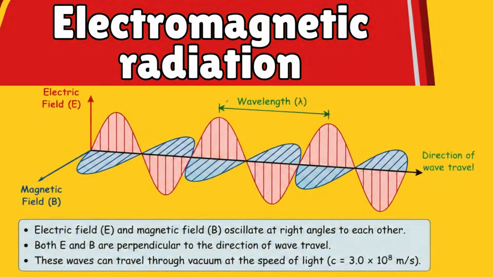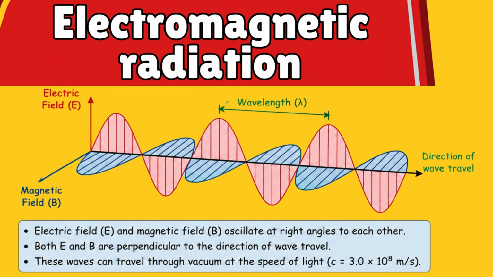This is the illustration of electromagnetic radiation. The symbol for electric field is capital E, and for magnetic field is B. They oscillate at right angles to each other. Oscillate means moving rapidly and repeatedly. Both E and B are perpendicular to the direction of wave travel.